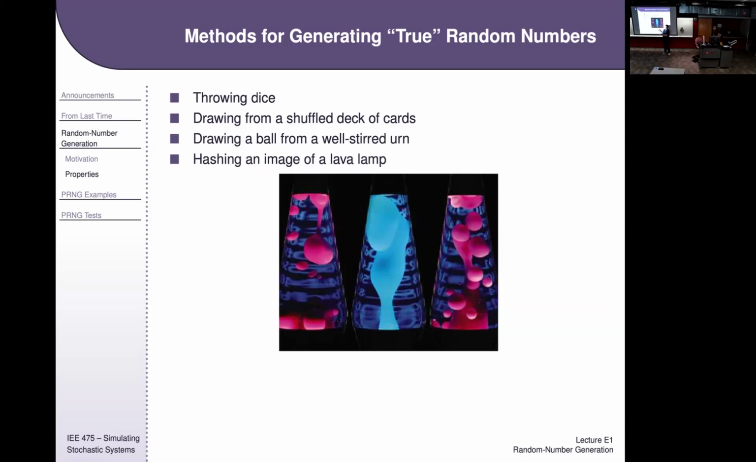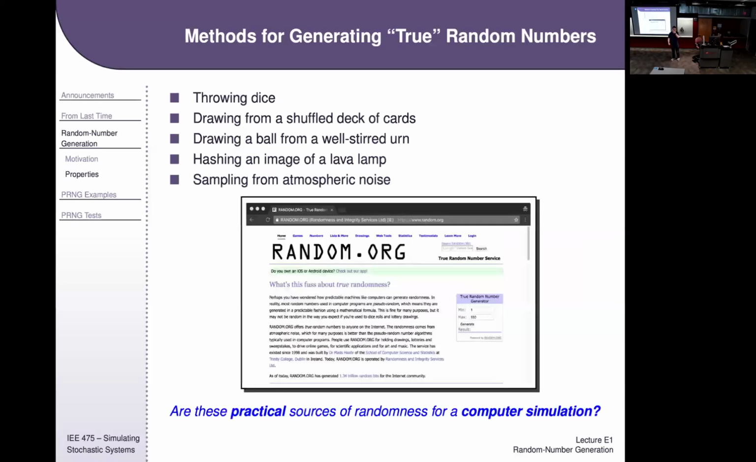And there are websites out there that have cameras aimed at these things that are generating entropy this way. But that's not super practical if you're designing an experiment and you do need a random number.